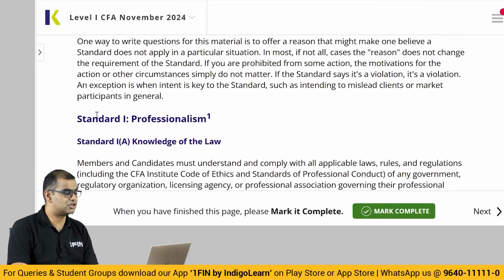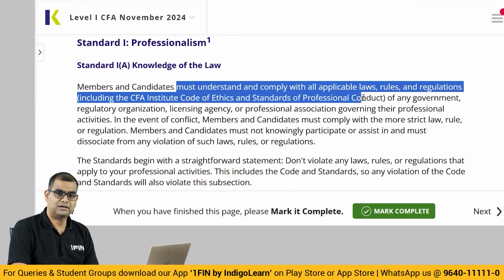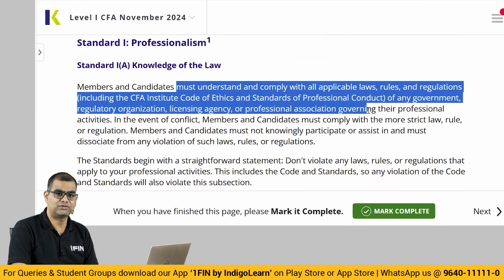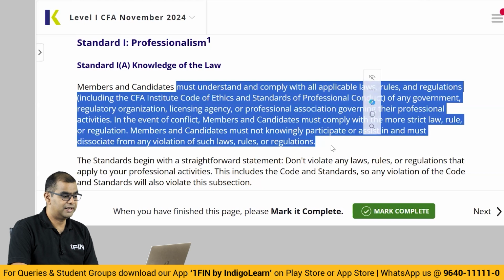Professionalism, and in that it is knowledge of law, 1A. You must, and we discussed this just a short while ago, understand and comply with all laws. Whichever is tighter, you have to follow. If local laws are lighter than the CFA Institute Code of Ethics and Standards, you should follow the CFA Institute, and you should always follow the stricter one.